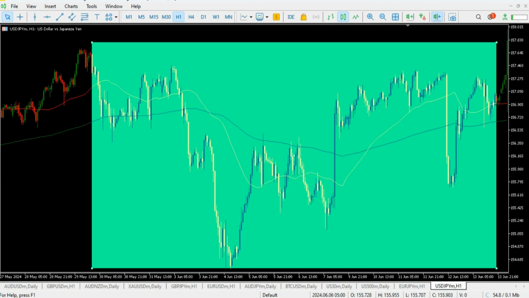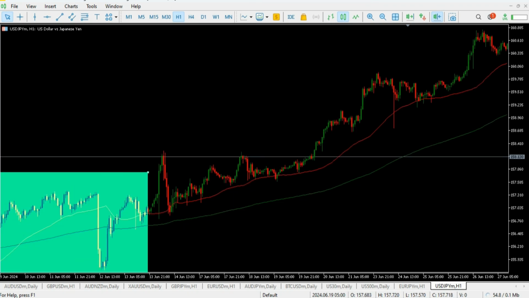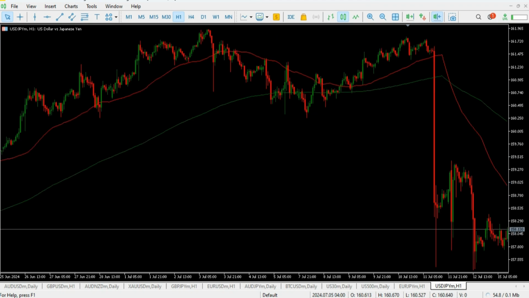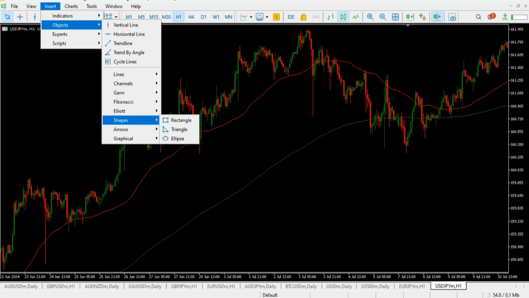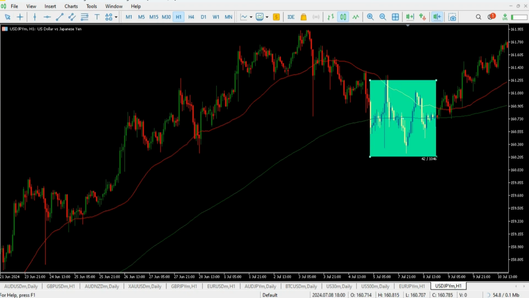Let's continue to further examples. Price was playing around the exponential moving average. You don't need to trade during this area. You do not need to trade during that area.